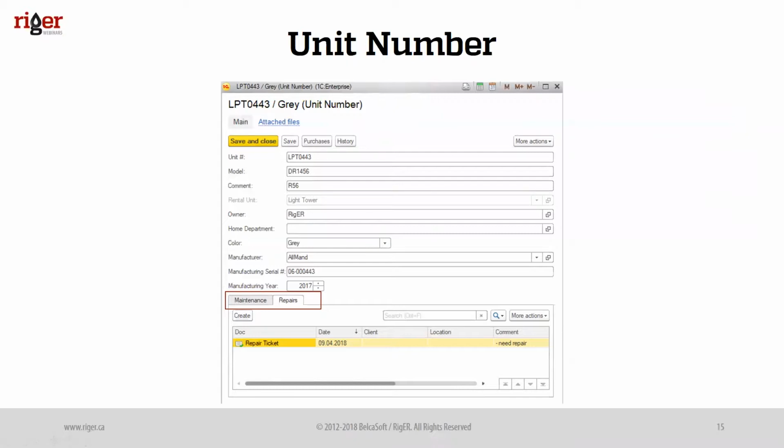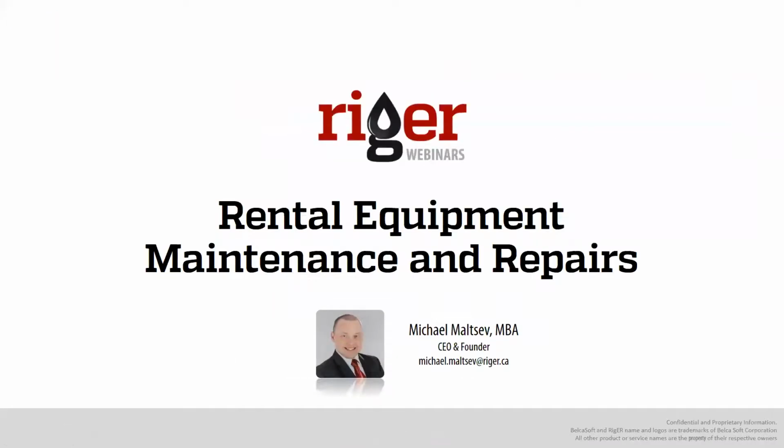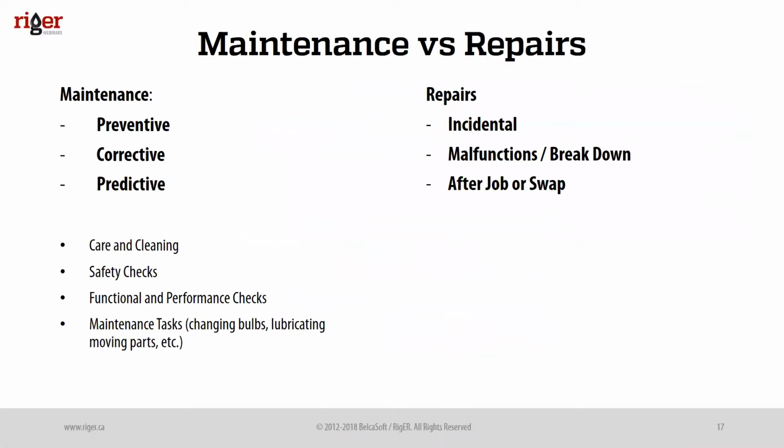The bottom section of the unit number is maintenance and repair, and we will talk about this a little bit more. This section will have a list of all the repair tickets for this particular unit number, and every single unit number will have an individual history of repairs, maintenance, and inspections if you do regular inspections. So let's talk about maintenance and repairs and how we differentiate them. In some cases, maintenance and repairs are pretty close.